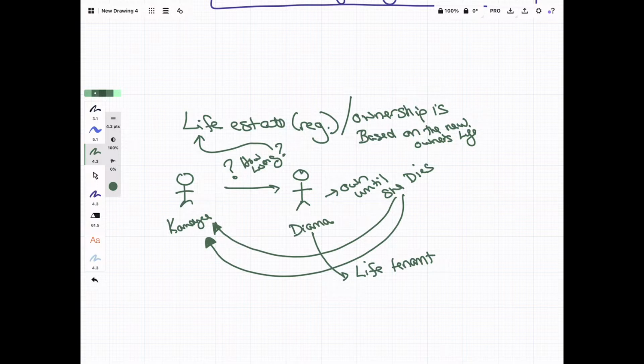I'll give you one other time where somebody might do this. Let's say I have a house. You know what? That might be a little complicated and it's a little bit long. If you want me to give you a second example, I'll do another video on it, but I think that's the easiest way to think of it. A regular life estate is where ownership is based off the life tenant's life. When the life tenant dies, it goes back to the original owner.